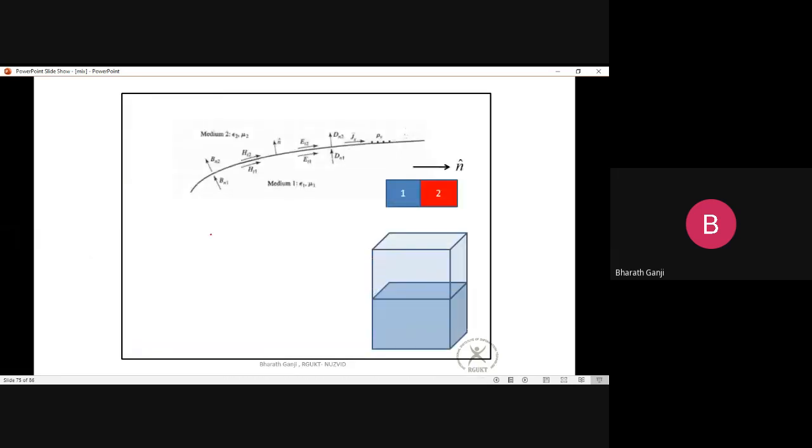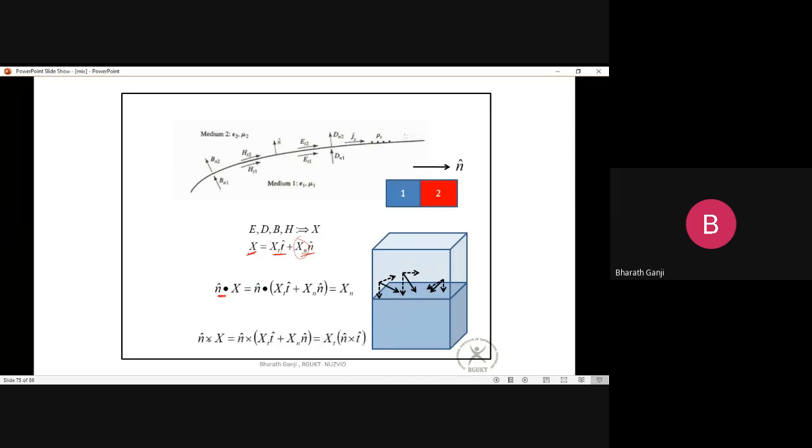As I was saying, at the boundary any vector can be in any random direction. But any vector can be broken into two components, one tangential and another normal. If you want the magnitude of the normal component, you simply take the dot product with the normal vector. But if you want the tangential component, you perform the cross product with the normal, because when you perform the cross product, you get a vector which is perpendicular to the normal, and that is nothing but the tangential component.